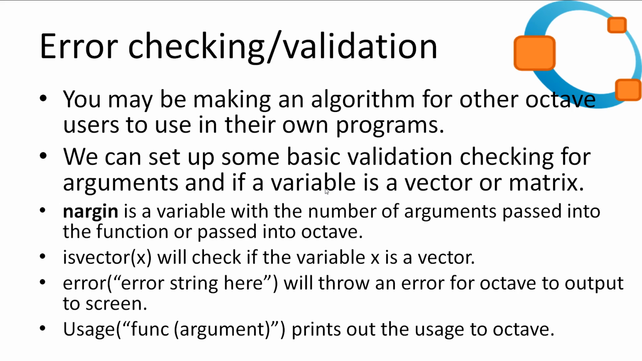We can also use the isvector function that checks if a variable x is a vector. We can use this to make sure that we are trying to use a vector with our for loop. There is also the error function. This function stops the current function and tells Octave that an error occurred at this line, and then it prints the string that you give to it to the user. Like the error function, the usage function just prints out a string to the Octave window.